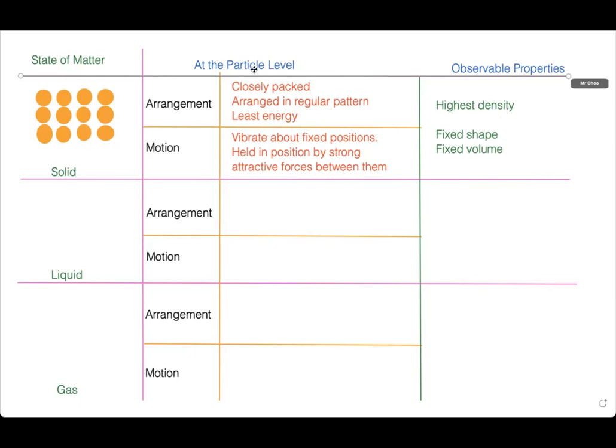But when we use the kinetic particle model, we use how the particles are arranged and how the particles move to explain why solid has a fixed shape and a fixed volume. So the new thing you learned today compared to primary school is using the kinetic particle model to explain this. Up to here, are you clear or confused? If you are clear, give me a yes reaction. If you are confused, give me a no reaction.